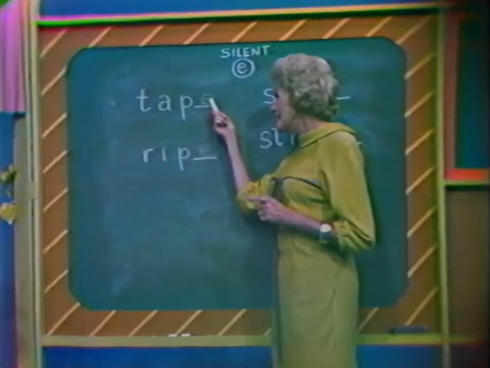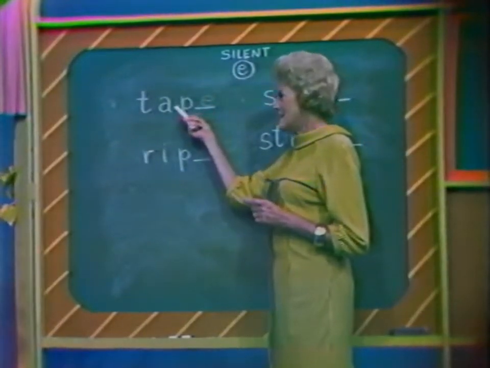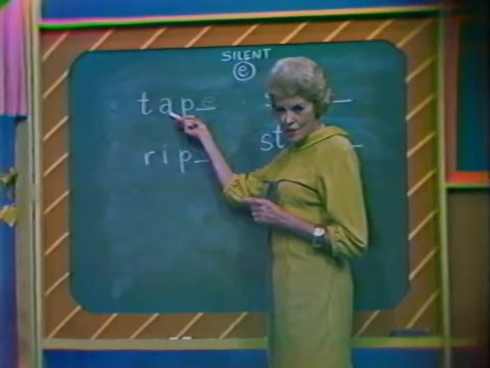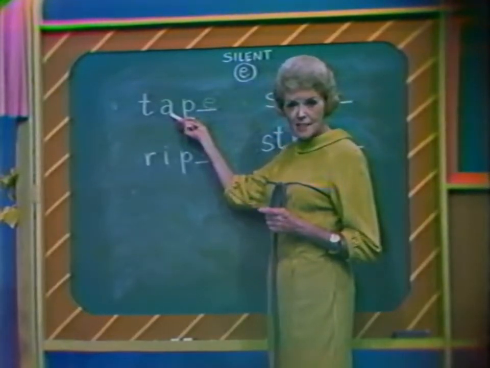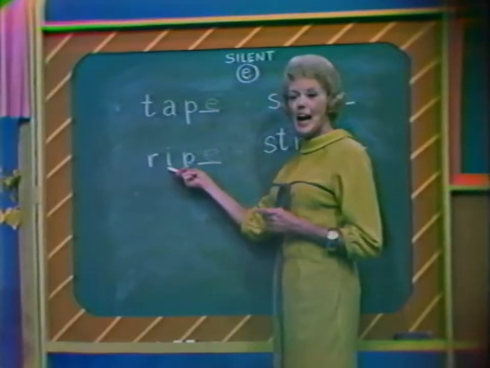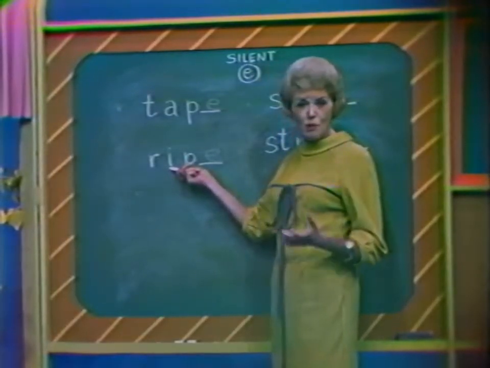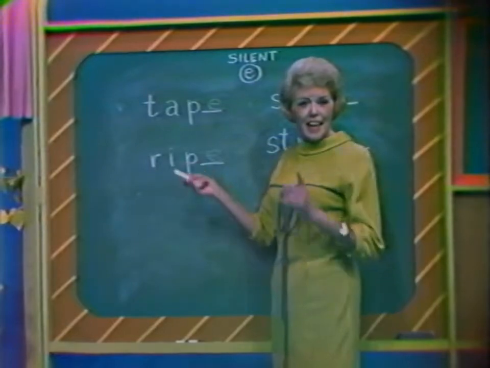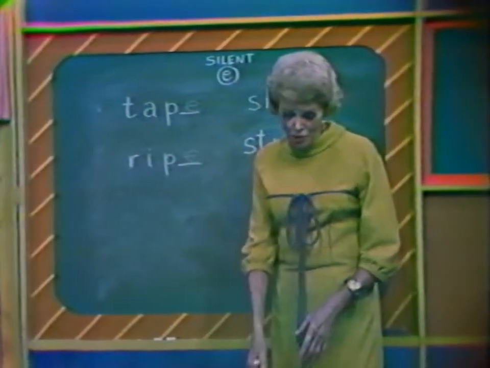Remember the rule, little silent E makes the vowel say its own name, so A says A. And let's look here, little silent E tells I to say its own name, so I says I. E can make a big difference when you're reading.